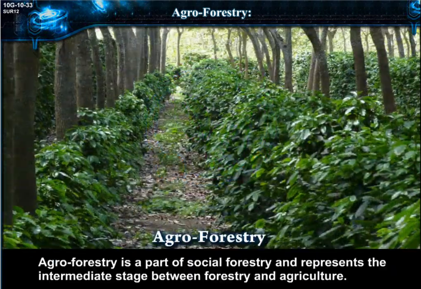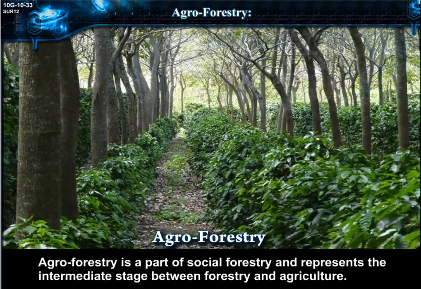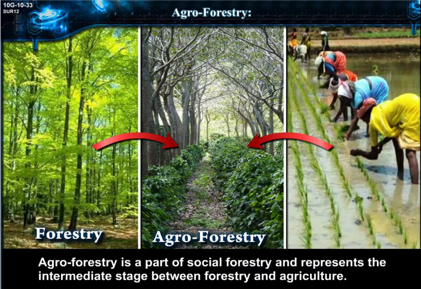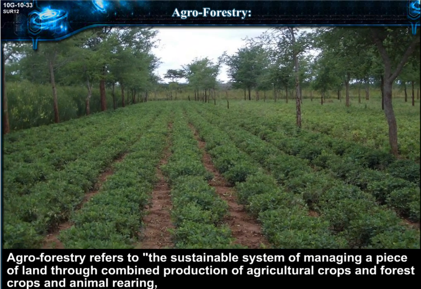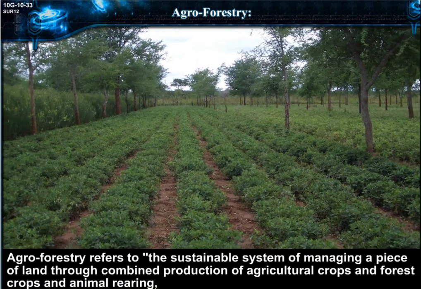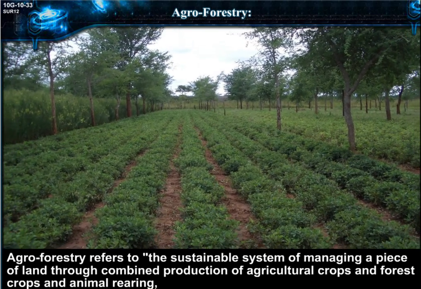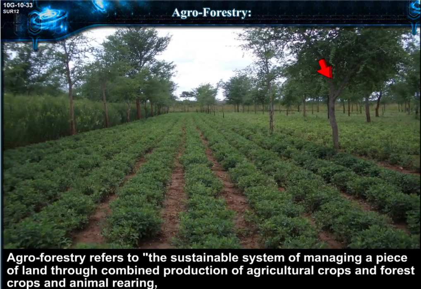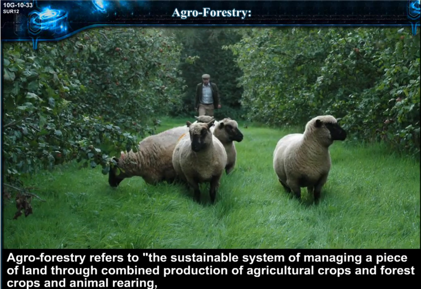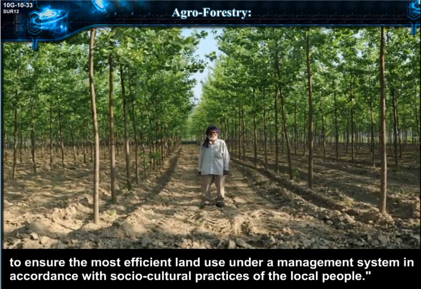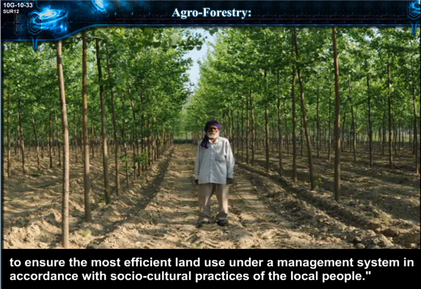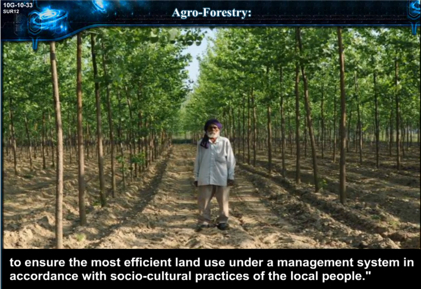Agroforestry. Agroforestry is a part of social forestry and represents the intermediate stage between forestry and agriculture. Now, agroforestry refers to the sustainable system of managing a piece of land through combined production of agricultural crops and forest crops and animal rearing to ensure the most efficient land use under a management system in accordance with socio-cultural practices of the local people.